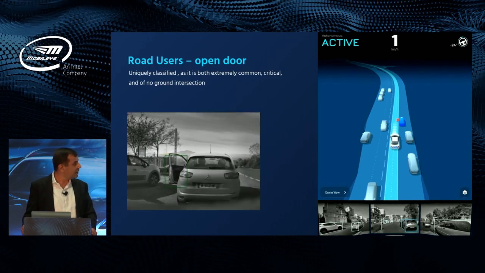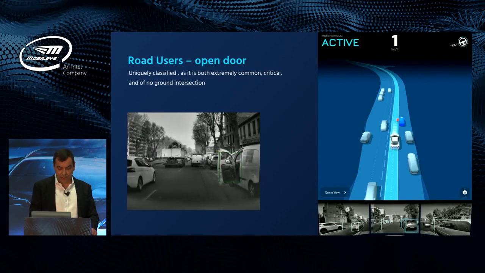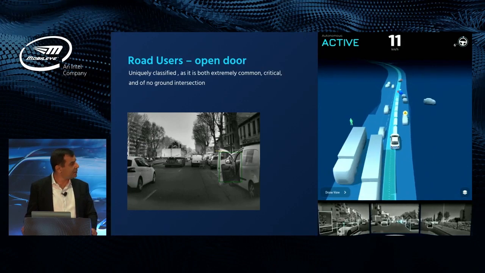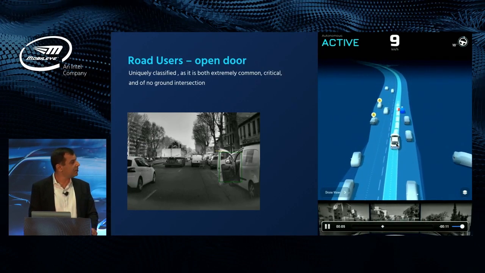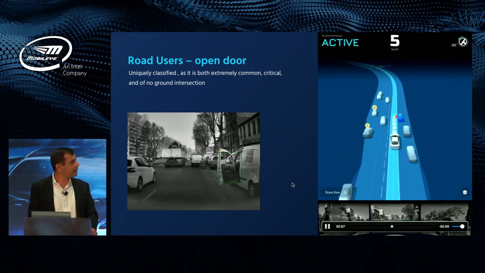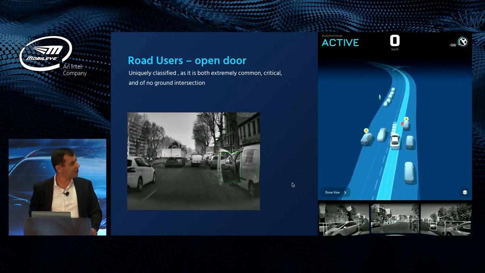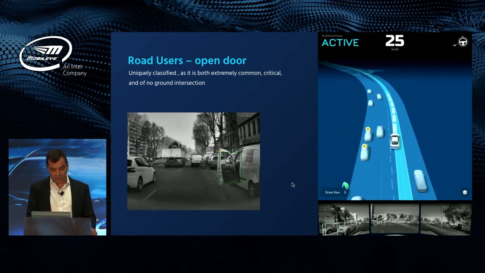So you can see that doors are detected as a separate class of objects. And on the right-hand side, you can see the red point here. This is the door, and how the autonomous car is maneuvering its way around the open door, calculating a new trajectory in order to bypass the open door.